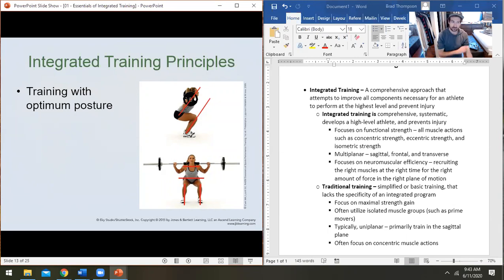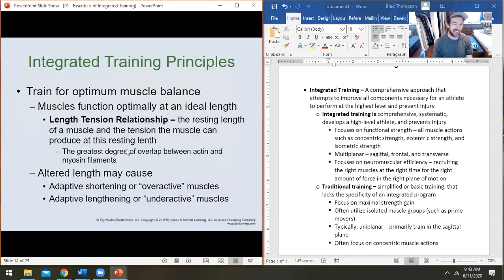So, integrated training principles: always train with proper posture, and always train for optimal muscle balance. Always train for a good length-tension relationship. Again, this is another concept I'm not going to put in your notes now because I know it shows up later. But remember, our muscles sit at an ideal resting length. It's the length at which our muscles can generate the maximal amount of tension. We want to address that through integrated training.